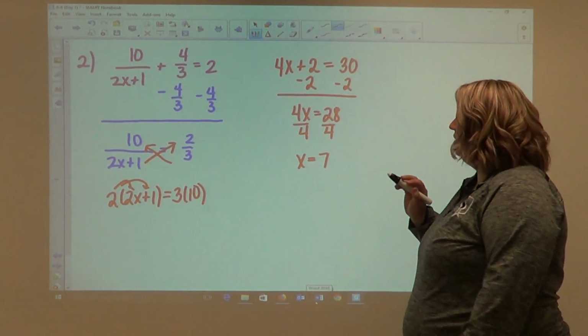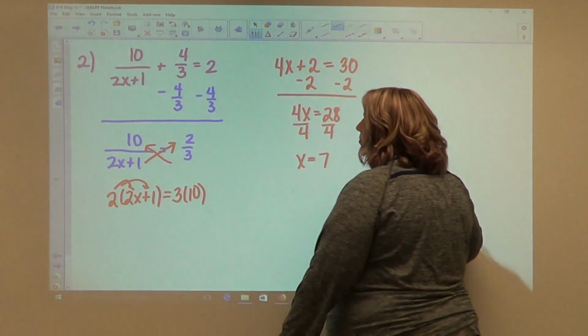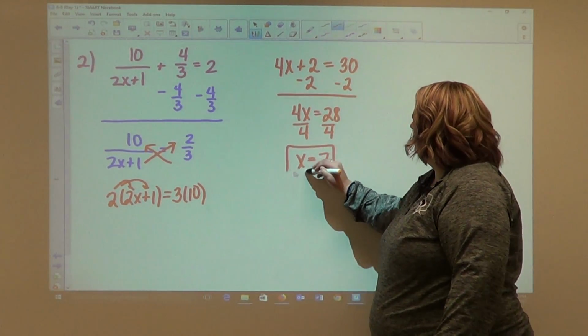Okay, make sure that doesn't make my denominator 0. This is the only one that has a variable. 2 times 7 is 14, plus 1 is 15. So I'm good.